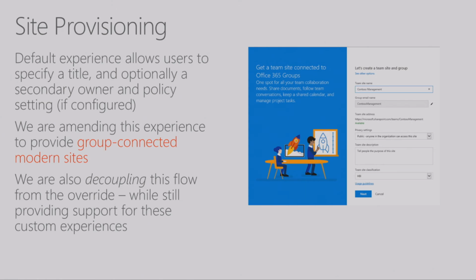I want to call out that other point too. We are decoupling this flow from the override. What I mean by that is right now, for those of you who are familiar with using PMP or overriding the default site creation experience, in order for you to exert your own business process and form, we require you to put in that override URL in tenant admin settings and essentially call up your own custom form. You're taking over the entire process.